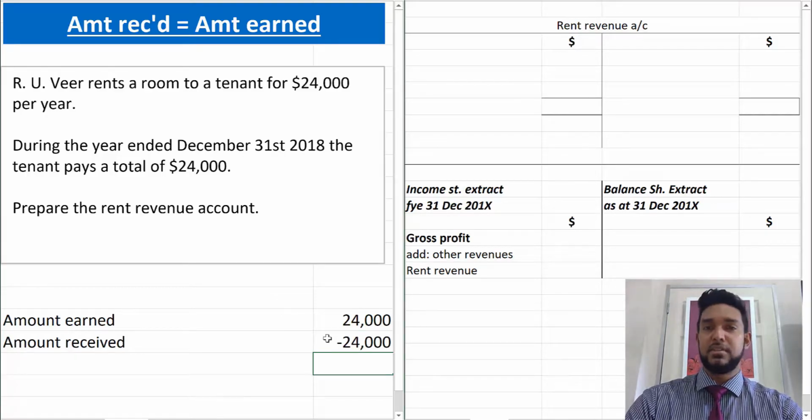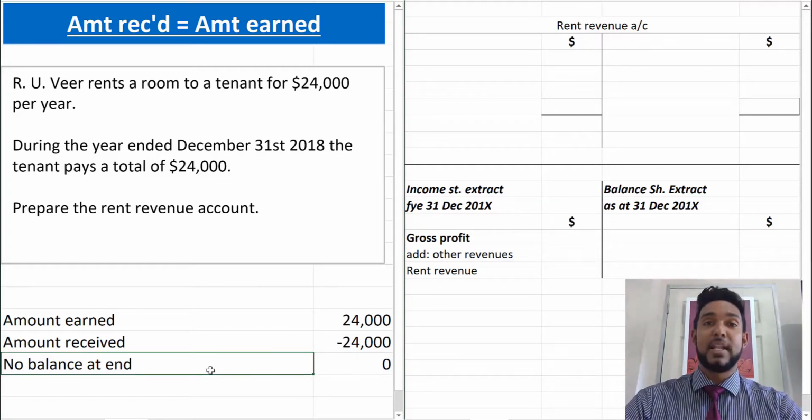And I'm putting the receipts in a negative figure because I want to see if there's a balance left over at the end, all right? So let's just do a quick sum here. All right, so there's no balance left over, no excess, no deficit. So that means there's not going to be a balance at the end.